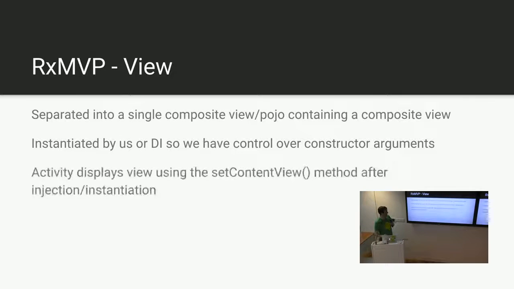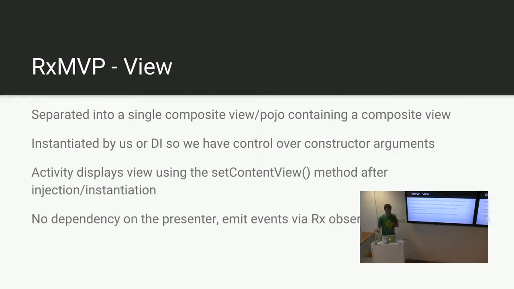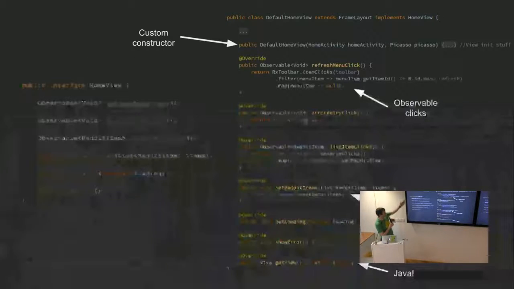And then the activity displays the view using the setContentView method because it can just take a view object after our injection. We've no dependency on the presenter. We control everything through RxJava to relay the events backwards. So this is what a view looks like. So this is the interface.